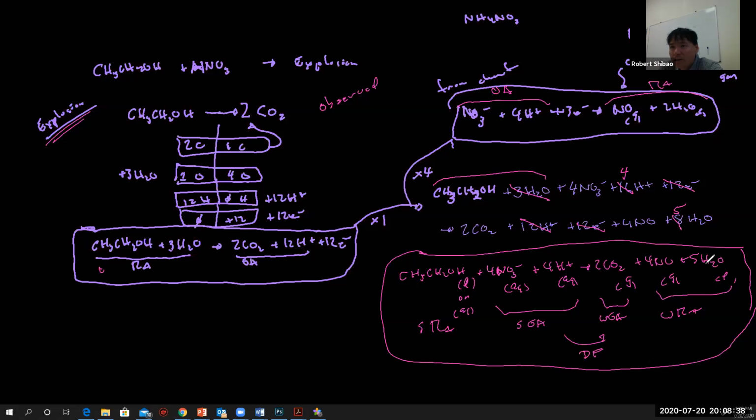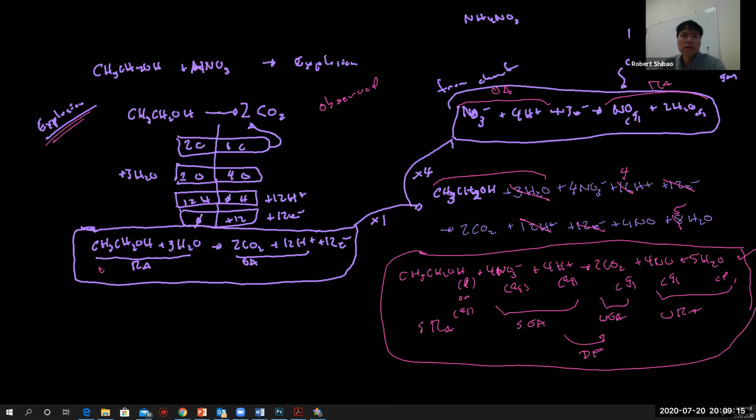5 times 2 is 10 hydrogens on the right. Then I look at the nitrogens: 4 nitrogens, 4 nitrogens. So the atoms are balanced. Then let's look at the charge. 0 minus 4 plus 4 is 0. This is 0, 0, 0. So this is balanced. We double checked the charge and atom balance, and then we have it right. And so the skeleton is, again, we have some additional observed products for this reaction.